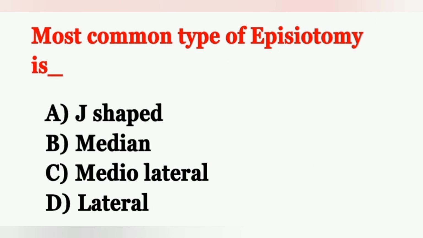Most common type of episiotomy is? Options: option A, J-shaped, option B, median, option C, mediolateral, option D, lateral. Most common type of episiotomy is option C, mediolateral.